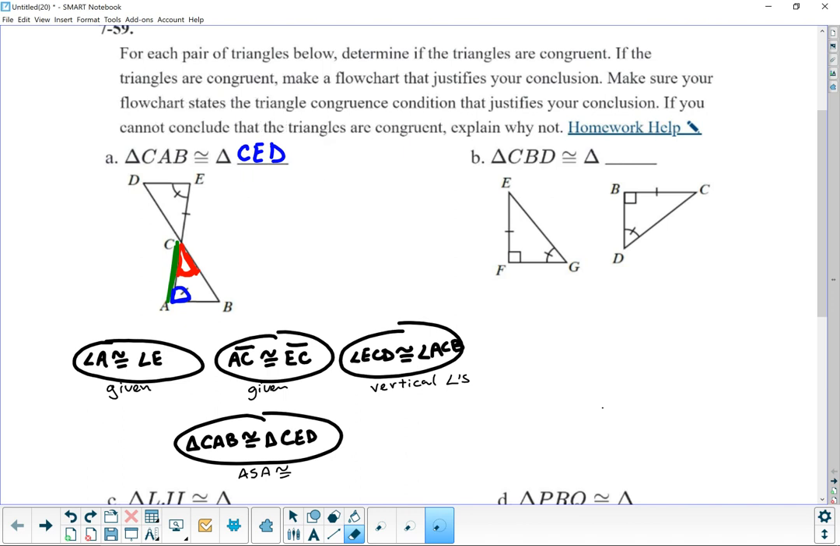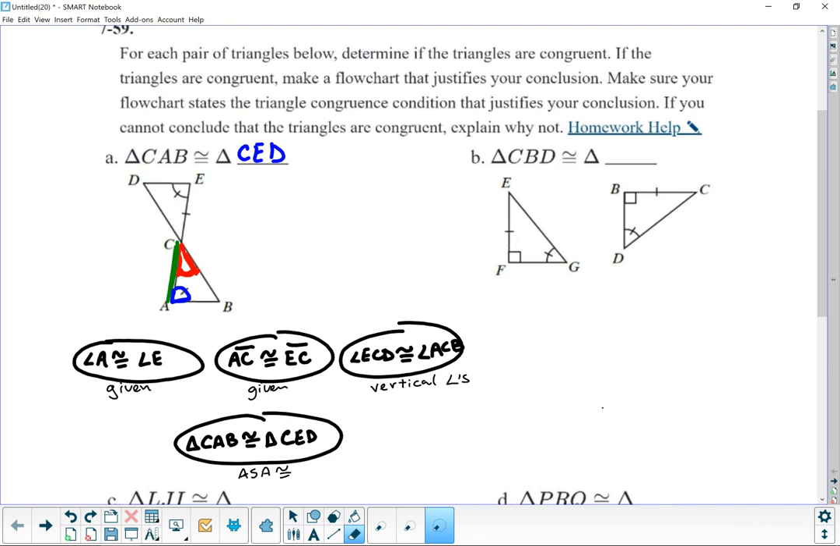Okay, let's look at the second one. It looks like we have an angle here, and then we have a 90-degree angle, but it's still an angle, and then a side. So we have angle, angle, side. And if we look here, we have an angle, angle, and then side. So it looks like these are going to be congruent. All right, so we can say, yes, these are congruent.